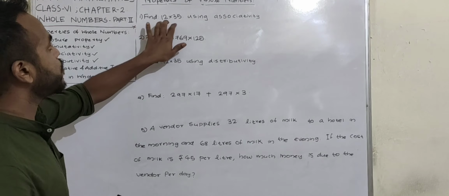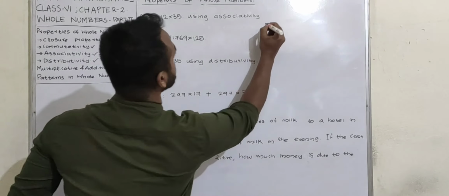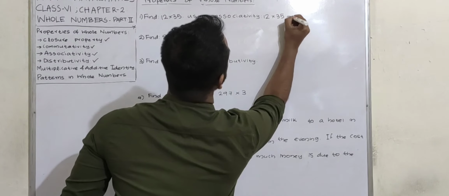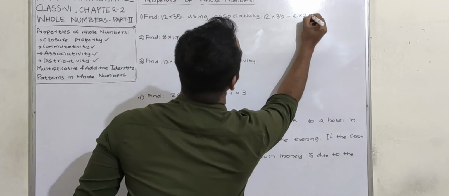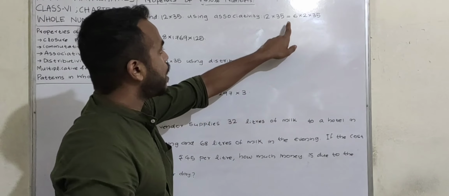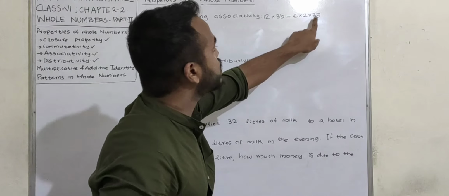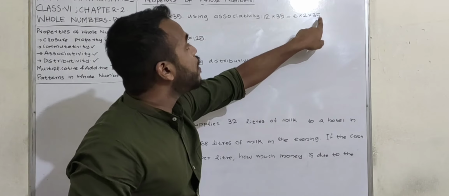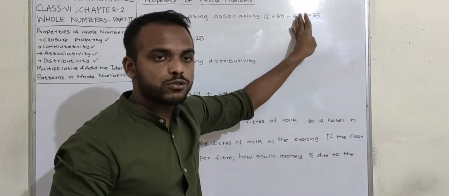Let's see whether this can be split into 3 numbers. First of all, the number 12 can be written as 6 times 2 into 35. Am I right? Now, using associativity, we can either multiply 6 into 35 or 2 into 35 initially, or you can use your own comfortable way to solve this one.